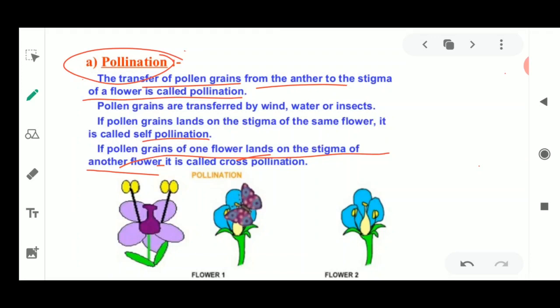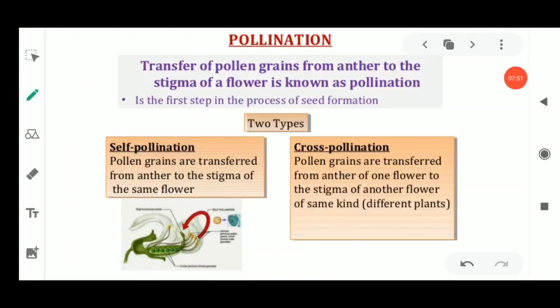And if the flowers are different, it is known as cross pollination. I move on to the next slide and I'll tell you about how this is taking place. So pollination is very simple: the transference of the pollen grains from the anther to the stigma of a flower is known as pollination.